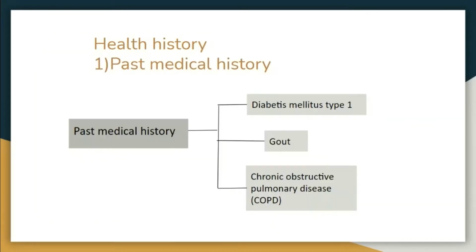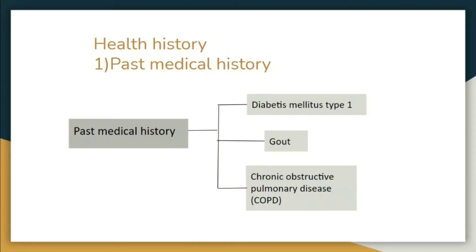Moving on to the next part, which is health history. Firstly, for past medical history, he was diagnosed with diabetes mellitus type 1 and is currently compliant with the medication to control his blood glucose level, which is metformin. Secondly, is gout. He is also compliant with his medication, which is colchicine, to control his gout, and also compliant with the doctor's advice not to eat certain foods, for example meat and seafood.